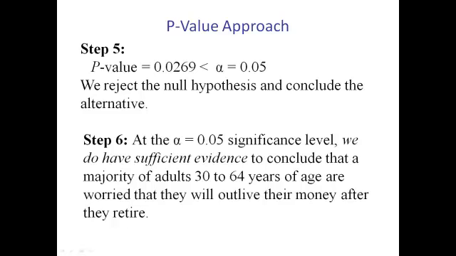And next is step 5. We compare the p-value to alpha. Since our p-value of 0.0269 is less than alpha of 0.05, we're going to reject the null hypothesis and conclude the alternative.